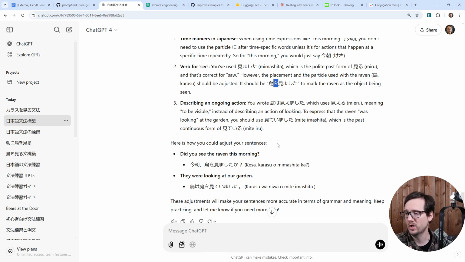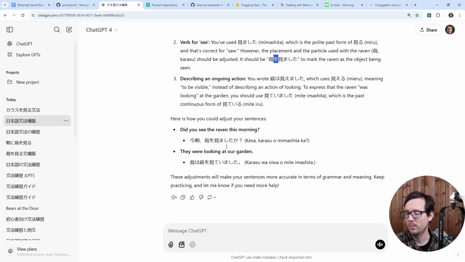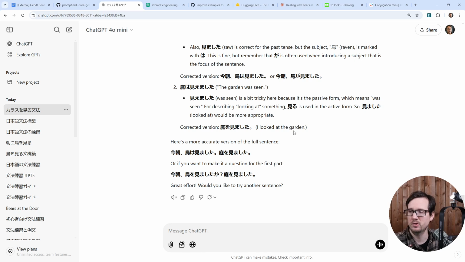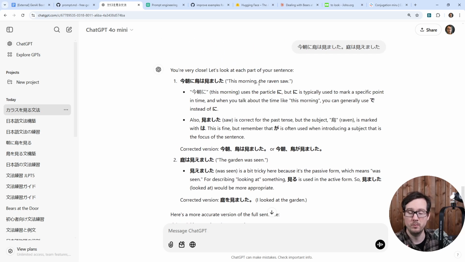Here is how you could adjust your sentences. And since we're really close to the end, it's totally fine that it's doing that, but we might want to tell it to go further. But I guess where we get to 4o Mini, it's starting to kind of forget the rules that we set up for it, or we'd have to do a better job working with the prompt.